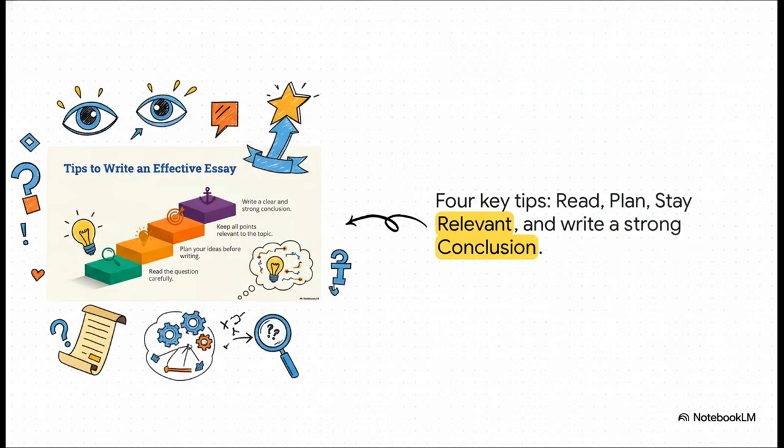Here are 4 very important tips for writing a great essay. Step 1. Always read the question carefully. Make sure you know exactly what is being asked. Step 2. Plan your ideas before you even start writing. A little planning goes a long way. Step 3. Keep all of your points relevant. Stay focused on the topic. And step 4.